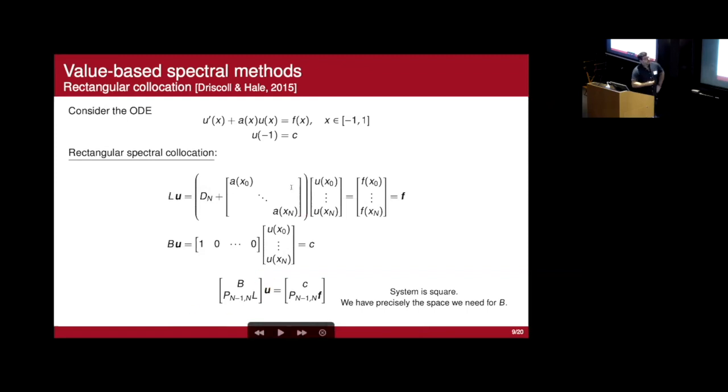And so this is one of the very appealing ways of taking a derivative in a modern spectral method. Robert.